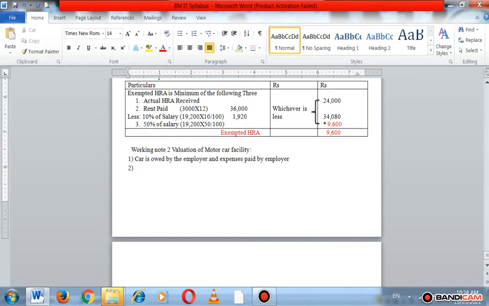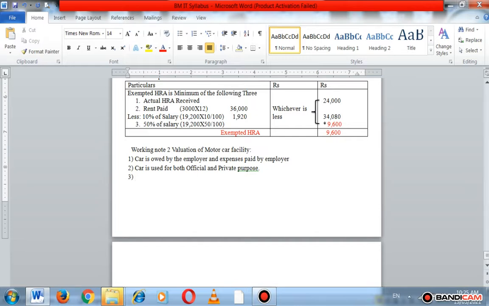Second situation is the purpose of the car, that is, what the car is used for. The car is used for both official and private purpose. Okay, both official and private purpose. Got it?